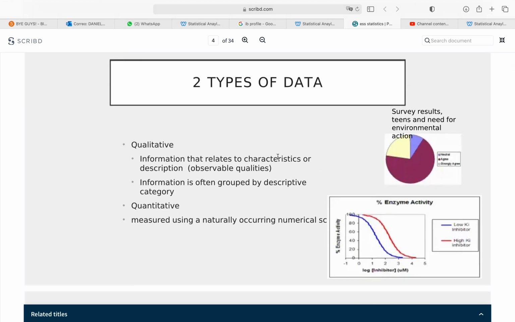There are two types of data: qualitative, information that relates to characteristics or descriptions, observable qualities, like high, green, that is a quality, okay? And then when we talk about quantitative, we are measuring something, okay? I want to measure the length of a plant, I want to measure how many spots, I want to count how many bacteria we can find, so that is a numerical score.